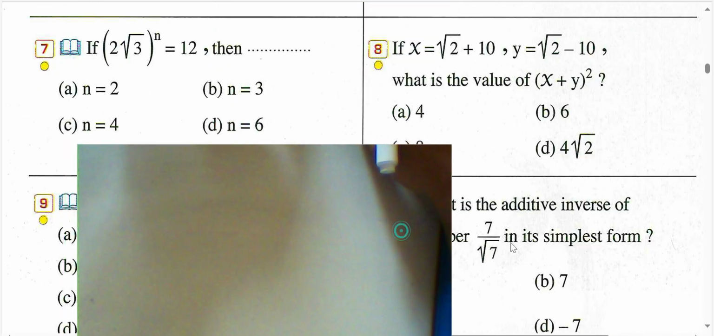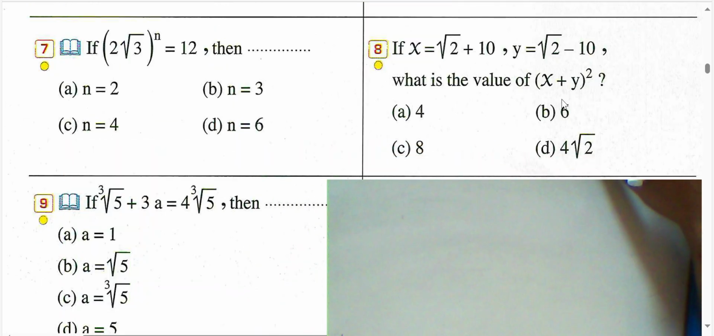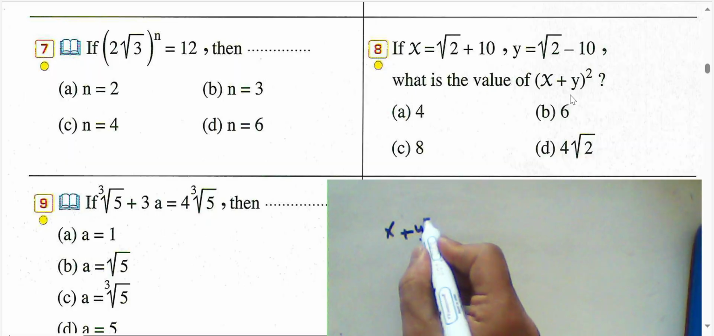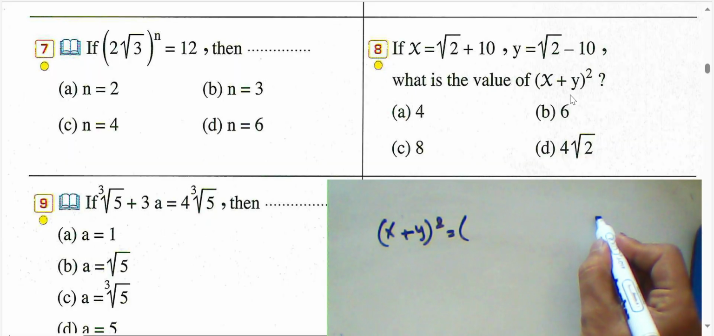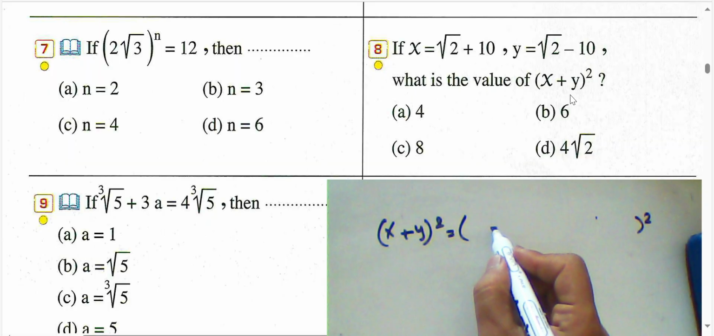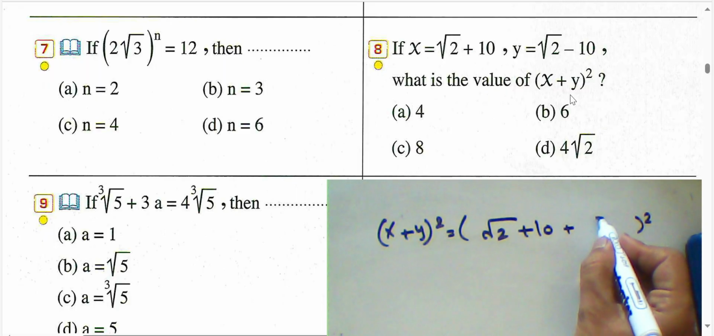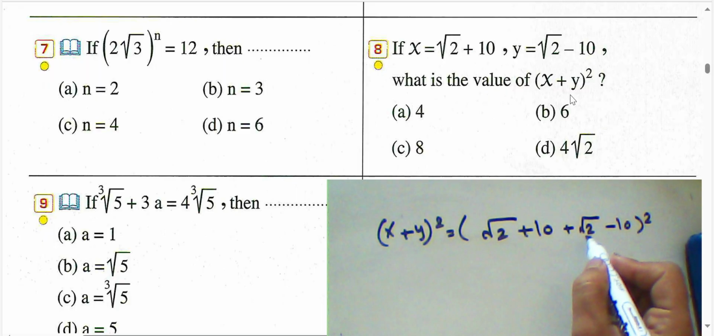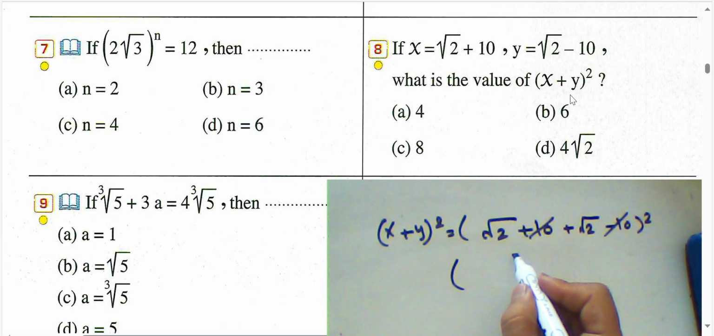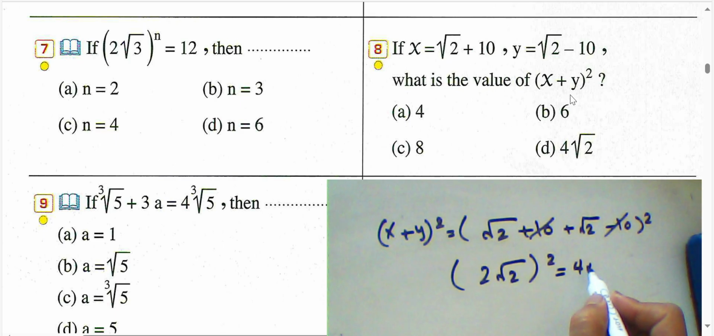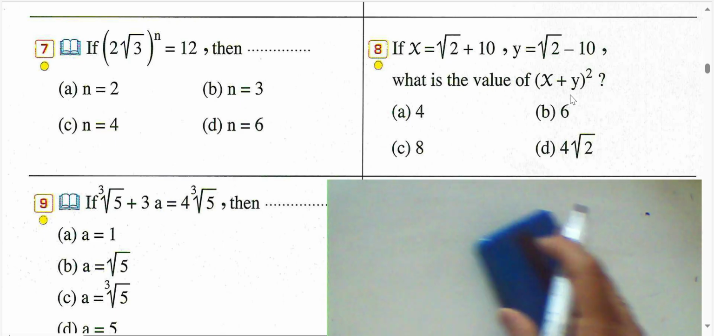Okay, next question, like question 8, we have x and y. We want 8 times the bracket x plus y, and then find the power of the result. We can write x plus y, all power 2. Put the value of x equals root 2 plus 10 and y equals root 2 minus 10. We can cancel negative 10 with 10, and root 2 plus root 2 equals 2 root 2, all power 2. 2 power 2 equals 4, and root 2 power 2 equals 2. 2 times 4 equals 8, and the value here equals 8.